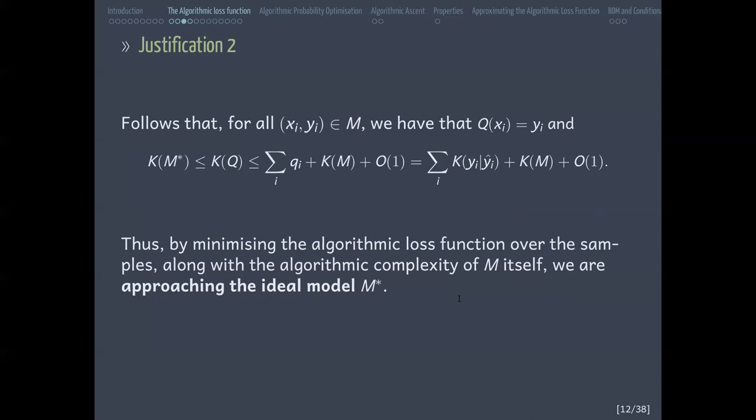So now that we have this output, this program, it's easy to see that this program is an upper bound for the ideal model. But also, the algorithmic complexity of this program is almost the same as the algorithmic complexity of the sum of the algorithmic loss over all the samples, plus the algorithmic complexity of our model. Thus, by minimizing the algorithmic loss function over the samples, along with the algorithmic complexity of the model itself, we are going to approach the ideal model. So this is our justification.